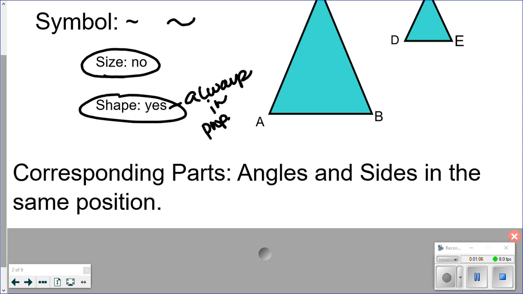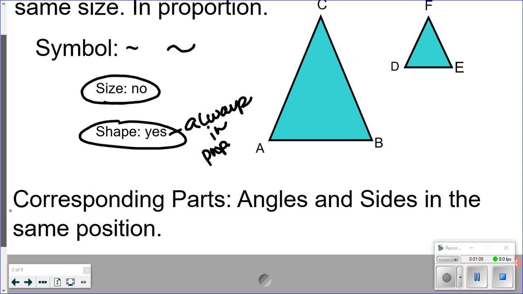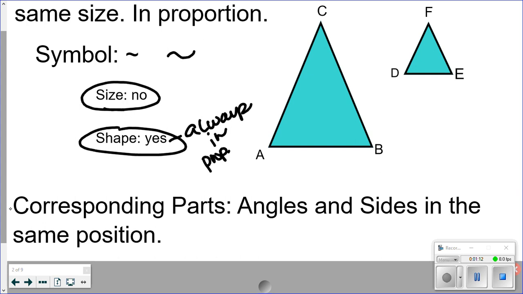The other vocabulary word I have for you is corresponding parts. We seem to be getting into a little geometry here, but really it's only going to last about this section. So corresponding parts are angles and sides in the same position. If I look up at these two shapes, I have triangle ABC and triangle DEF. What things are corresponding? If I look at angle A, what angle corresponds on the smaller triangle? Well, of course, angle D. And what corresponds with angle C on the other triangle? Well, angle F. And B corresponds with E.